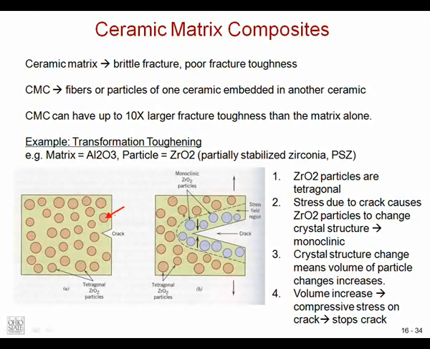Just like when we heat something up, heating something up is one way of putting energy into a material to get it to change. When we heated up iron, it would have its phase transformation. It has another form it wants to have. So that will happen with these zirconia particles. In the presence of that stress, you put energy into the composite, and they'll transform from a tetragonal phase to a monoclinic one, and they increase in volume.